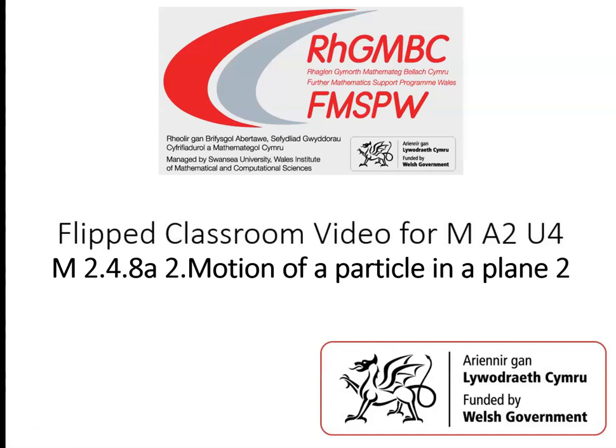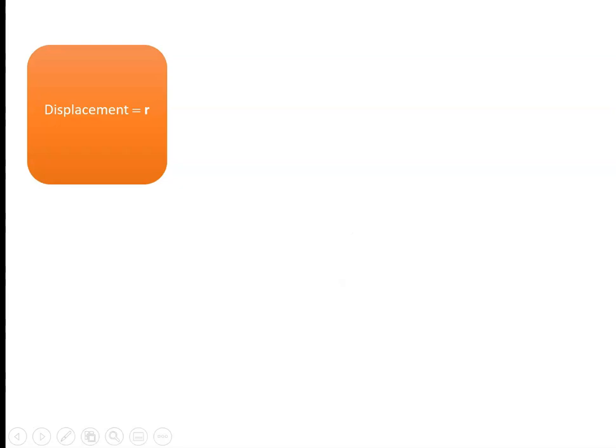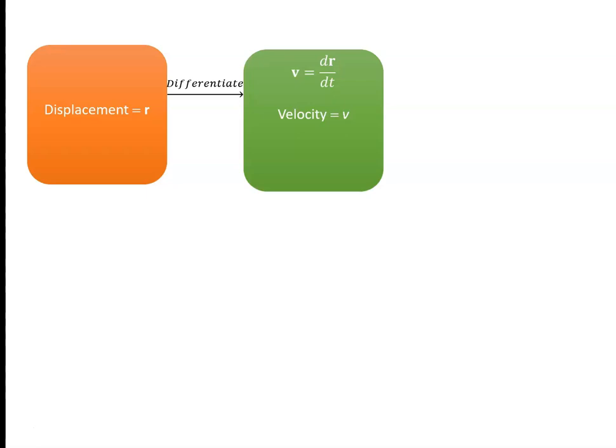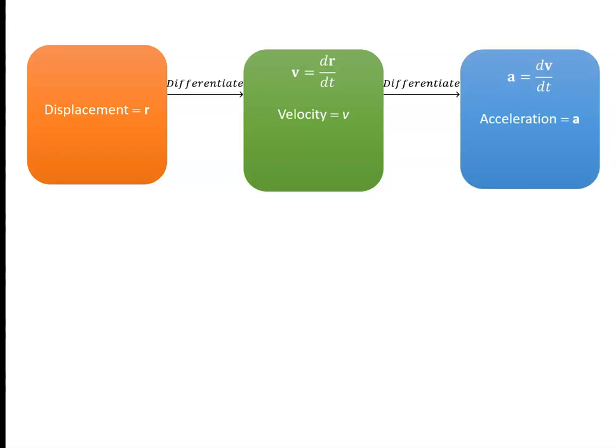In this video we are going to continue our study of the motion of a particle in a plane. Now in the previous video we saw that if we know the rule giving the displacement of the particle as a function of time, then we can differentiate that to obtain the velocity of the particle as a function of time. And if we know the velocity as a function of time, then we can differentiate that to obtain the acceleration as a function of time.